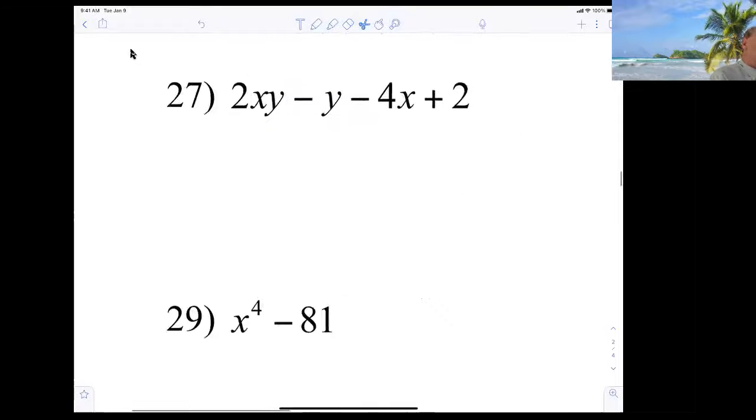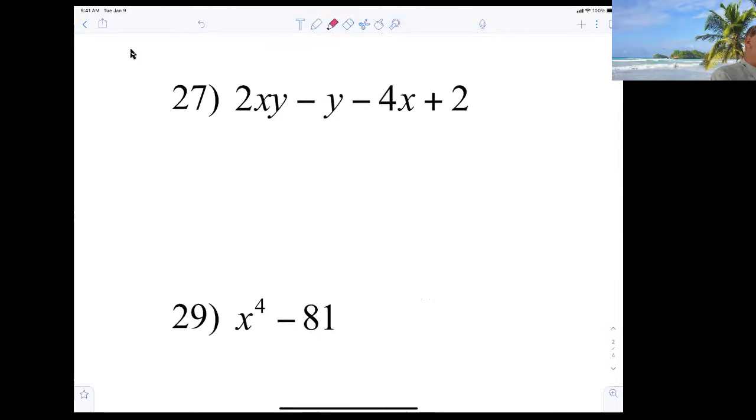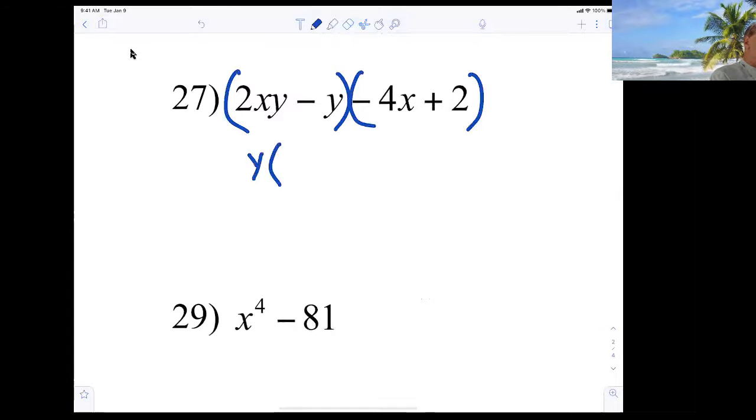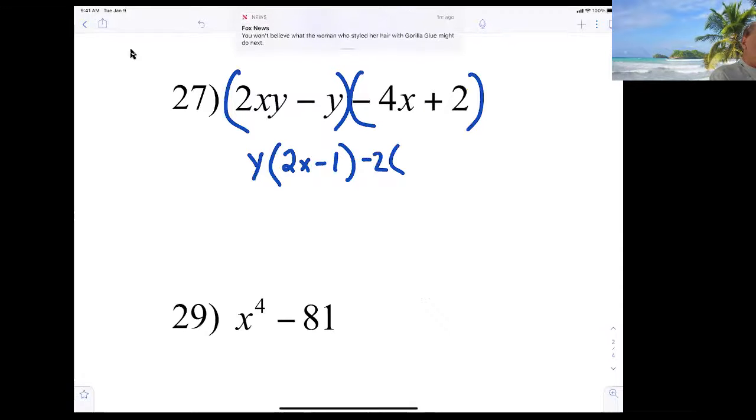All right, here we go again, factoring by grouping, guys. Factoring out a y. Factoring out a, you're left with, so now what?